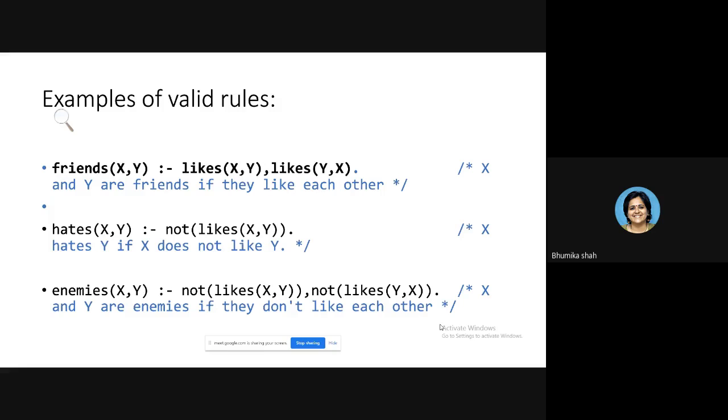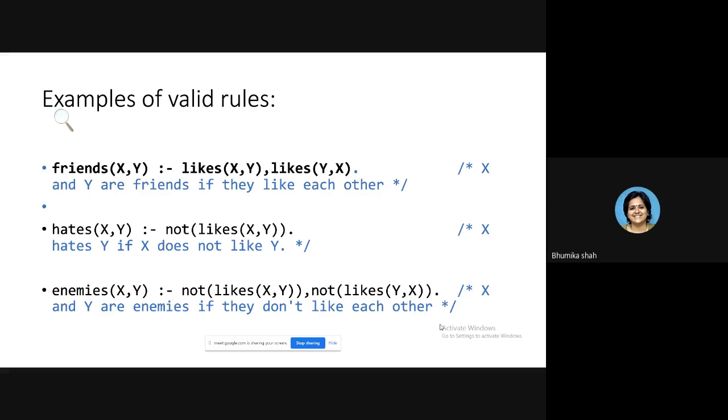So here not is the keyword. It is the Prolog defined keyword that can be used for negating your predicate. So we can use not with the predicate to indicate it is not true. When X doesn't like Y, then we can say X hates Y. So this rule can be written as hates(X, Y) colon hyphen not(likes(X, Y)). So what will happen here? Suppose X doesn't like Y. In that case only we will say X hates Y. Are you getting what I'm trying to say?